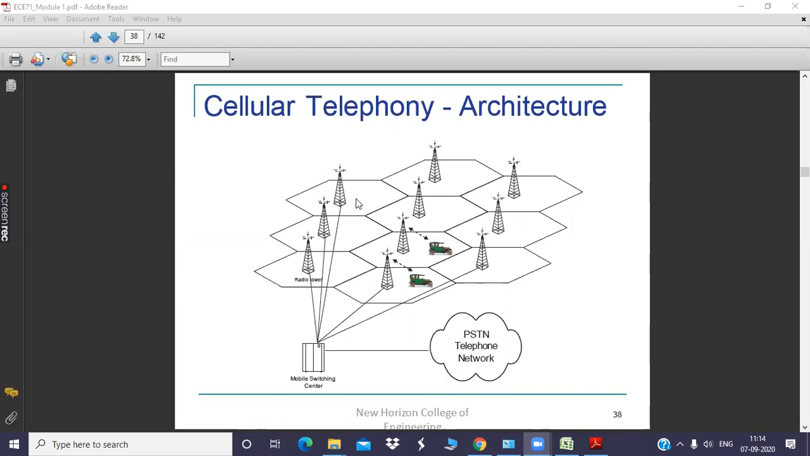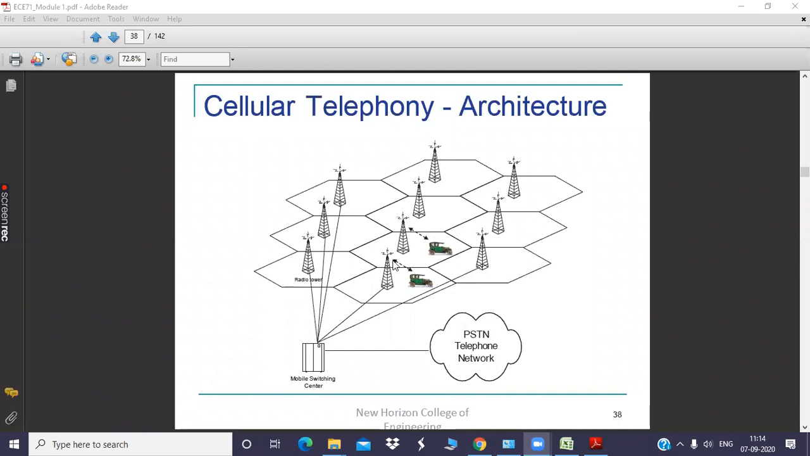Understood? What is PSTN? Public switched telephone network. The subscribers making use of the PSTN network can initiate a call or can establish a call with the mobile subscribers that are making use of the cellular system.